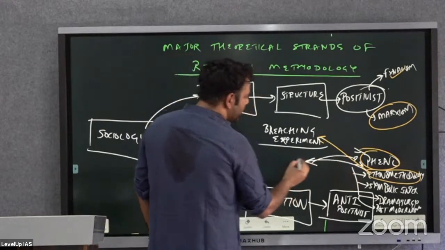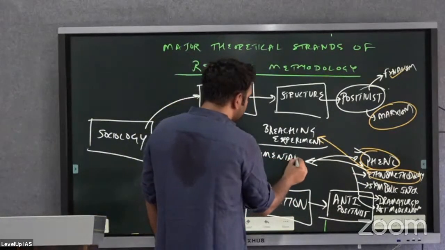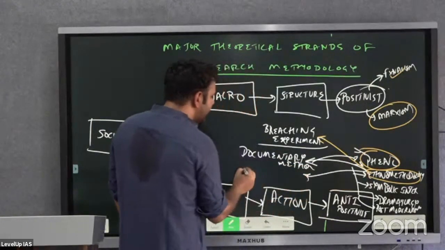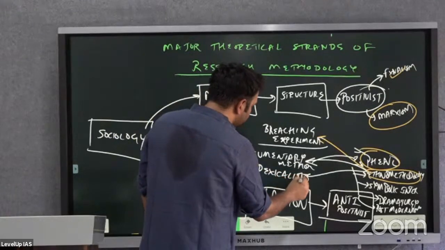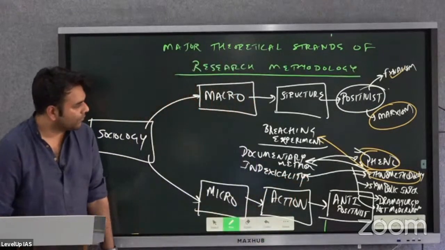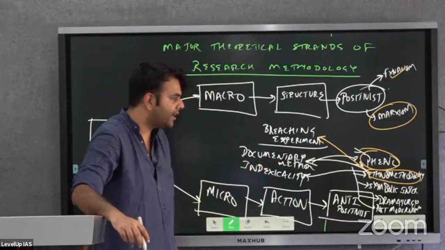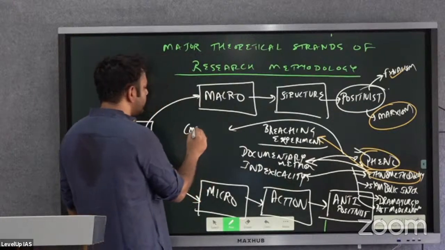Second, what ethnomethodology does is the documentary method. Then indexicality. Breaching experiment, documentary method, indexicality, and fourth is conversation analysis.